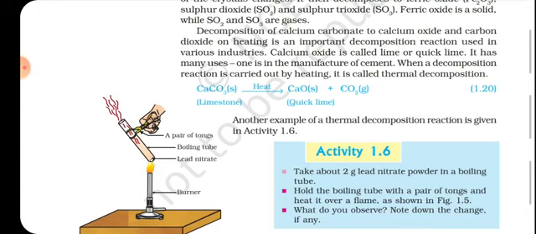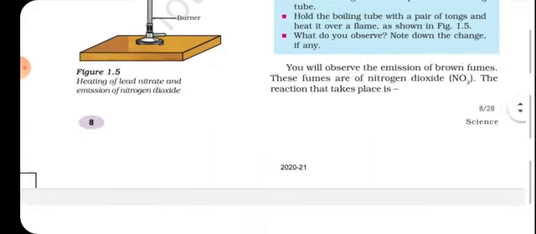Fine, students. It has many uses in the manufacturing of cement also. When a decomposition reaction is carried out by heating, it is also known as a thermal decomposition reaction. Please note that, students. It is given over here that CaCO3, that is limestone, when heated gives calcium oxide plus carbon dioxide.